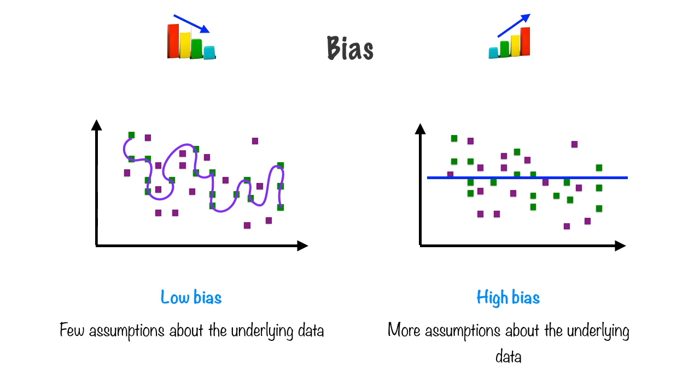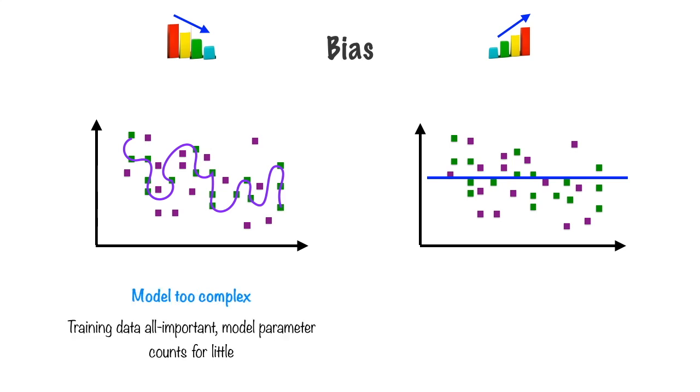A high bias because we basically assumed that a straight line is good enough to represent the underlying points in the training data. We've made more assumptions about the underlying data. Low bias, few assumptions about the underlying data. High bias, more assumptions.